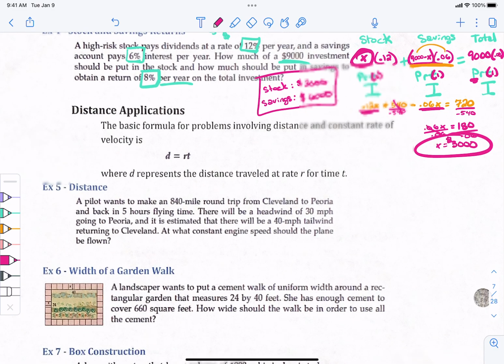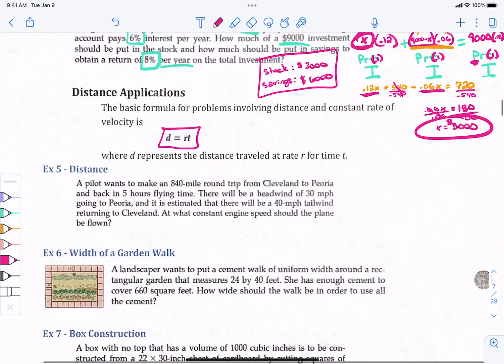All right, we're going to do example 5 because I think maybe you have one like this. Distance equals rate times time. Have you dealt with that in like a science class? This is a good one. Distance equals rate times time, yeah? Distance equals rate times time. All right, here we go.